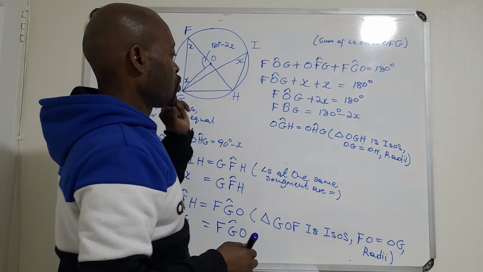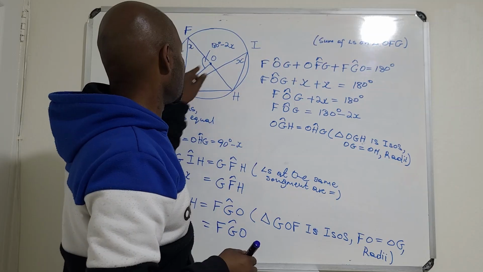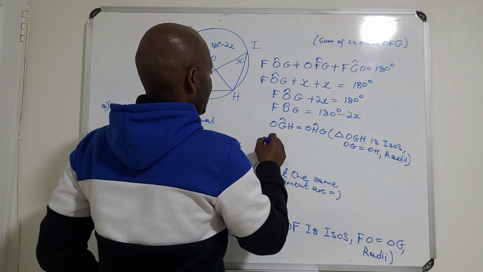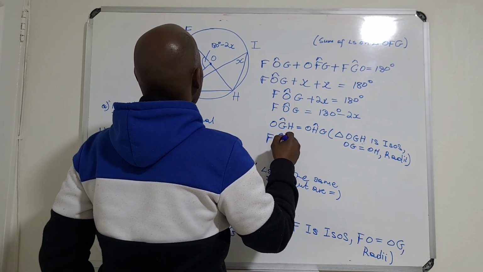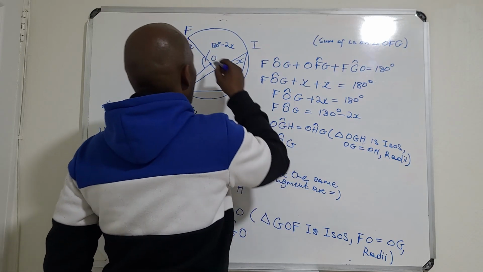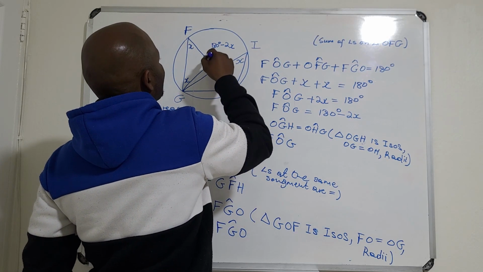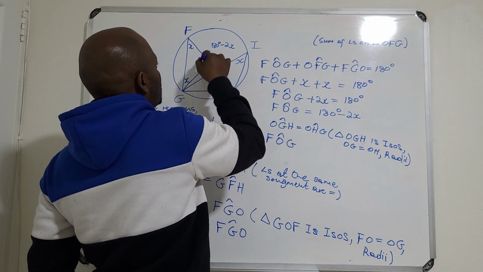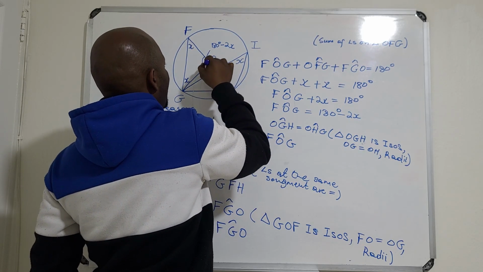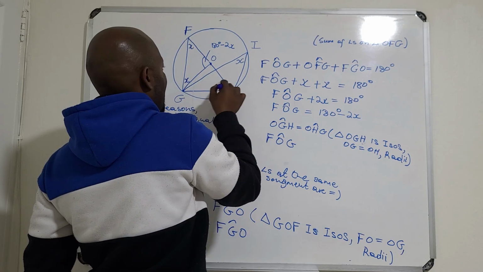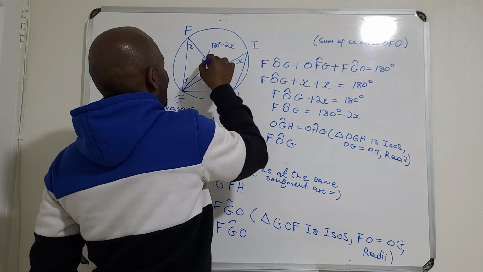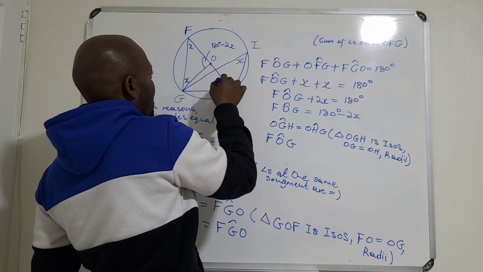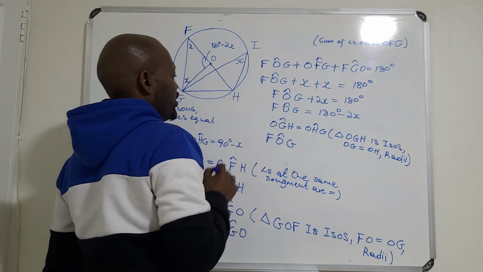OG and OH, those are our radius, but since there's two of them, radii. Now, angle OFG, which is this angle there, is an exterior angle of this triangle. It's outside this triangle. Therefore, this angle is equal to this angle plus that angle there, exterior angle of a triangle.